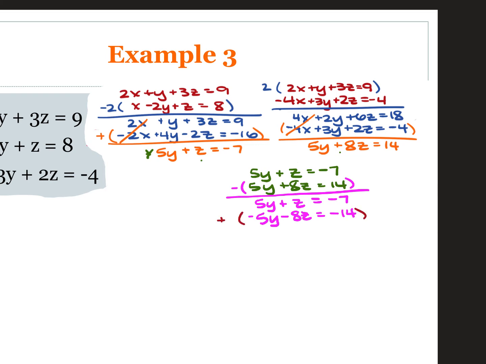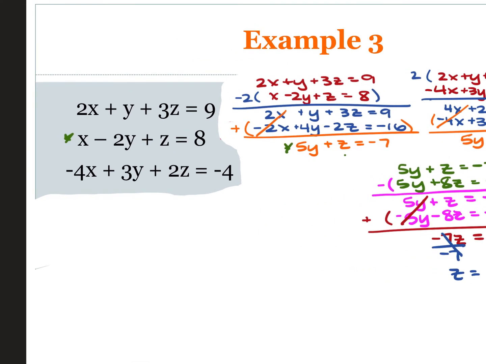This is going to give us negative 7z is equal to negative 21. We're going to divide each side by the negative 7, and we get that z is 3. So the system that we're working with in order to solve is going to be x minus 2y plus z is equal to 8, 5y plus z is equal to negative 7, and z is equal to 3.